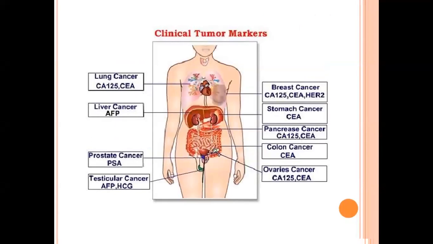The clinical tumor markers used: in lung cancer, CA-125 and CEA. In liver, AFP. In prostate cancer, PSA. In testicular cancer, AFP and hCG. In breast cancer, CA-125, CEA, and HER2. In stomach, CEA. Pancreatic cancer, CA-125 and CEA. Colonic cancer, CEA, and ovarian cancer, CA-125 and CEA. Thank you. That's all for today and for Neoplasia.